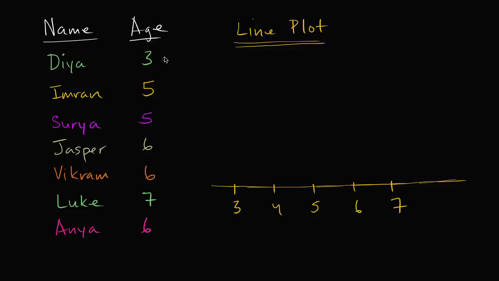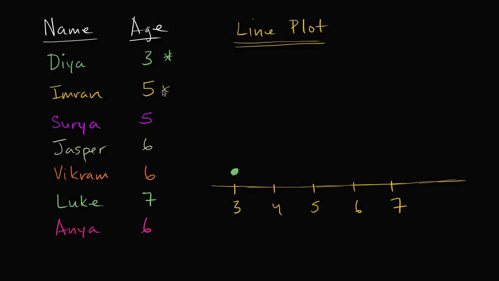Well, I have one person attending the party, Thea. She's age 3. So I might put an X here, or I could put a dot here. Different line plots would put different things here. But that shows me that I have this partier is age 3 right over here. Now I have Imran, age 5.